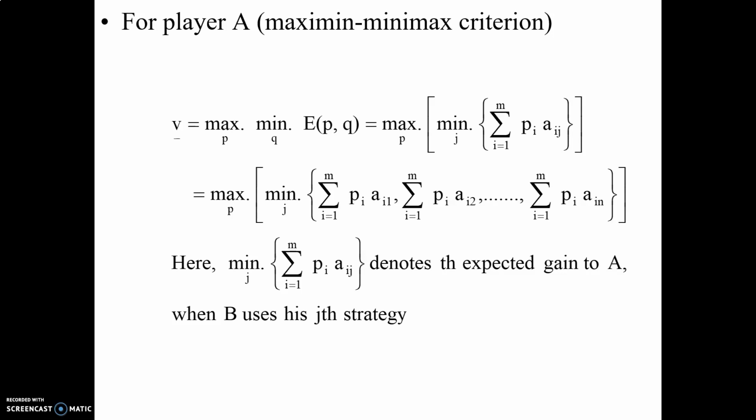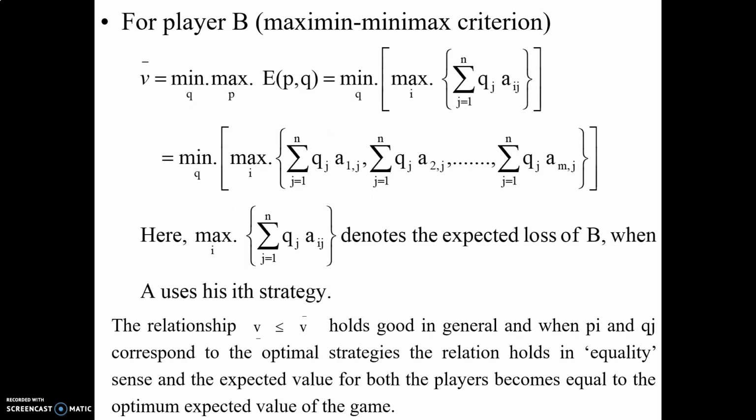Here min_j Σ p_i a_ij denotes the expected gain to A when B uses his jth strategy. That means the gain of A is denoted by the minimum over j when B uses the jth strategy. Similarly for player B, it is the expected loss which B will incur because A has gained. I already discussed that A will always be the gainer and B will always be the loser.